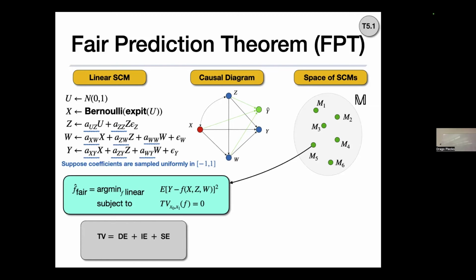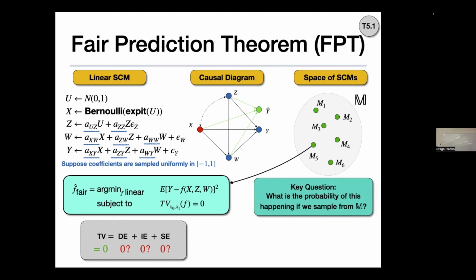So we have the TV, as we saw, is the decomposition of the direct, indirect, and spurious effects. But what is important is that we know that when we solve this problem, because this is a constraint, the TV measure, the marginal gap, is going to be zero, we're going to have TV equal to zero, right? The question that we ask is: is the direct effect going to be zero? Is the indirect effect going to be zero? Or is the spurious effect going to be zero when we look at the TV optimal solution? Importantly, the question is, how often does this happen when we sample these SEMs at random?